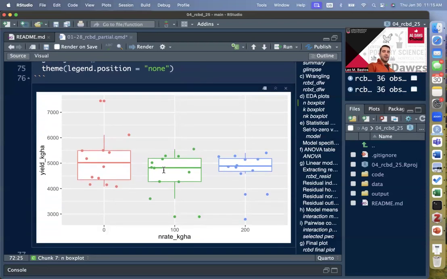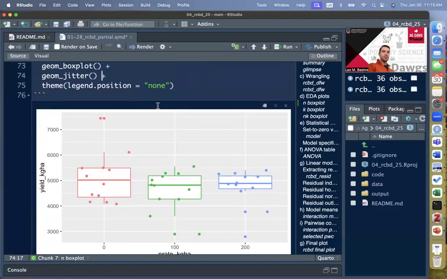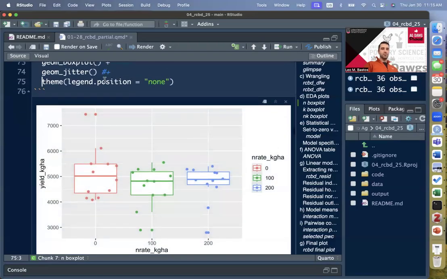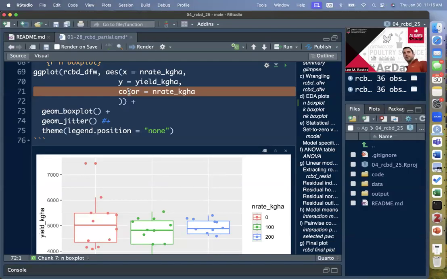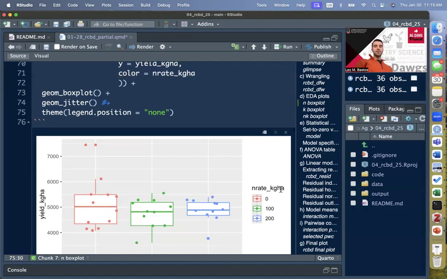Because initially, if you don't let the theme function go through, if you just run like this, so if you stop that ggplot right there, it's going to give you a legend, as we know, because color equals nitrogen rate is inside AES. Remember, this is a key thing when you're thinking about your data. If you want to map color, in this case, to a column, it has to be inside AES. Then it gives you a legend.